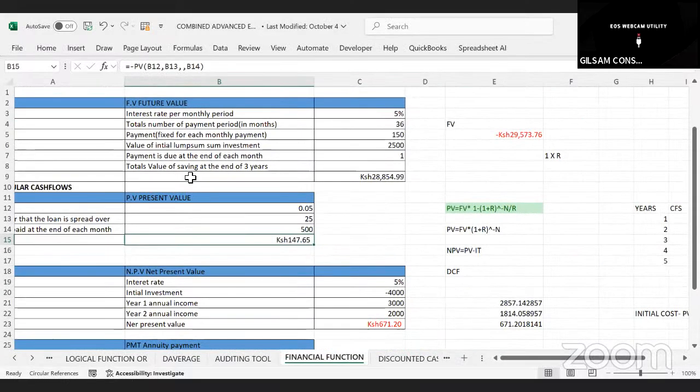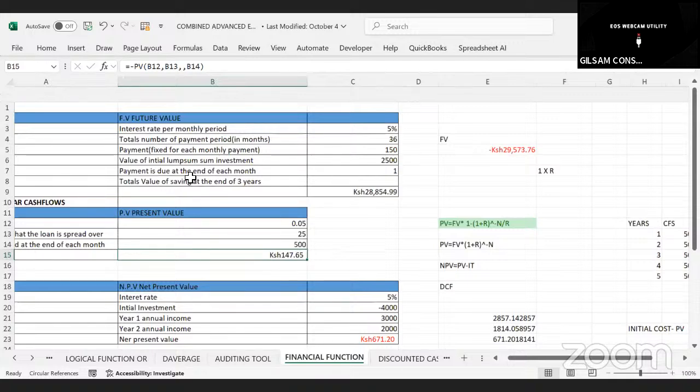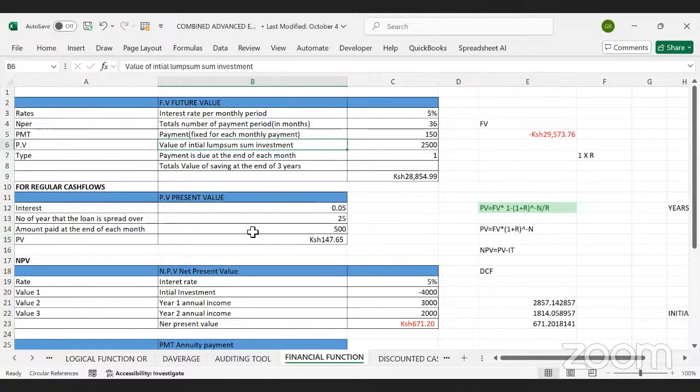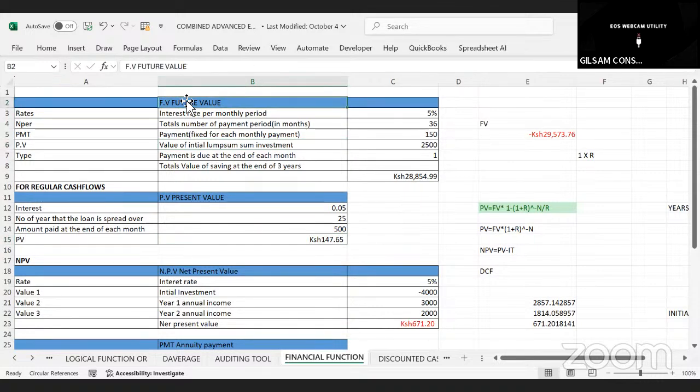Yeah, so we have the finance function here. Are you able to see my screen? Yes. So we have the future value, which is represented by FV, where we have the rate, that is the interest rate per month, and this one is the period. Then we have the NPER, which shows the total number of payment periods in terms of months.